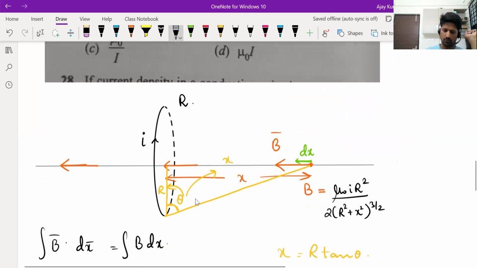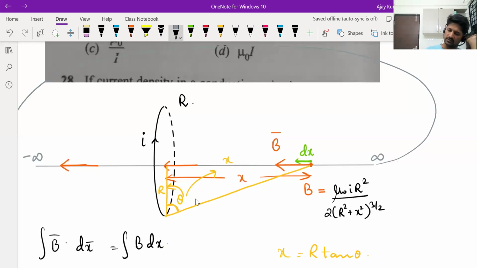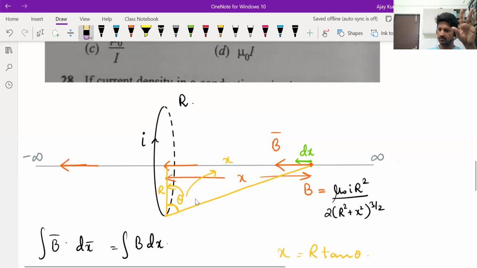Okay. It's not closed, but it's extending from minus infinity to plus infinity, right? You can assume it gets closed at infinity like this. Now tell me, what is the current this path is enclosing? Now we have formed a closed path. Or see, think of it this way.